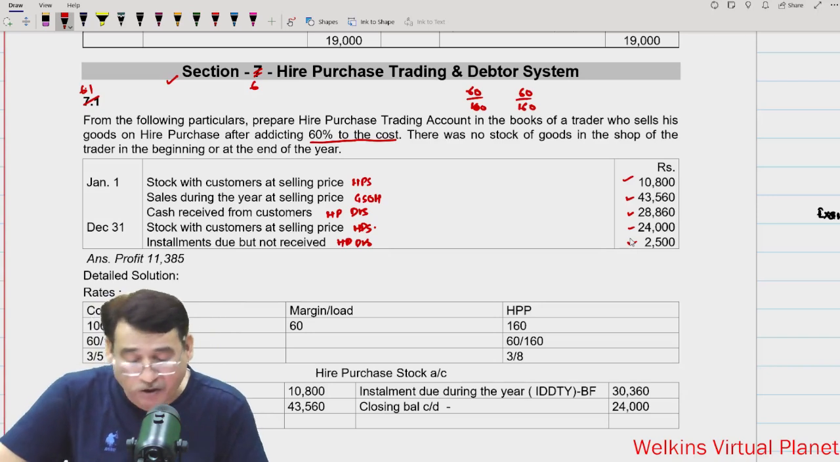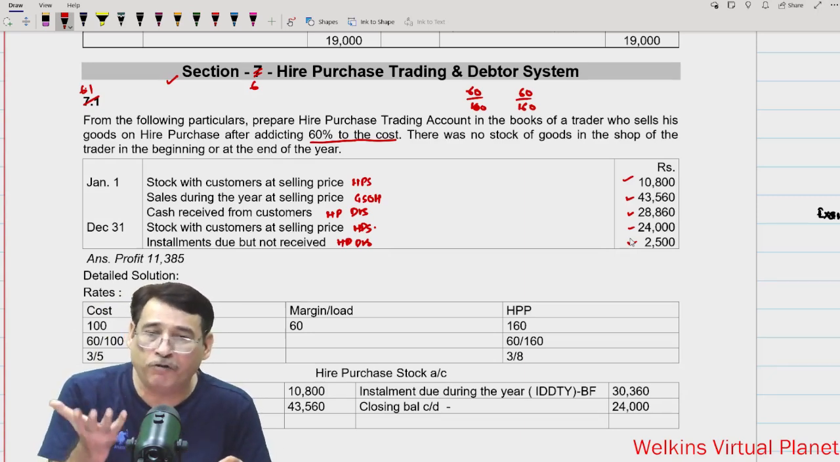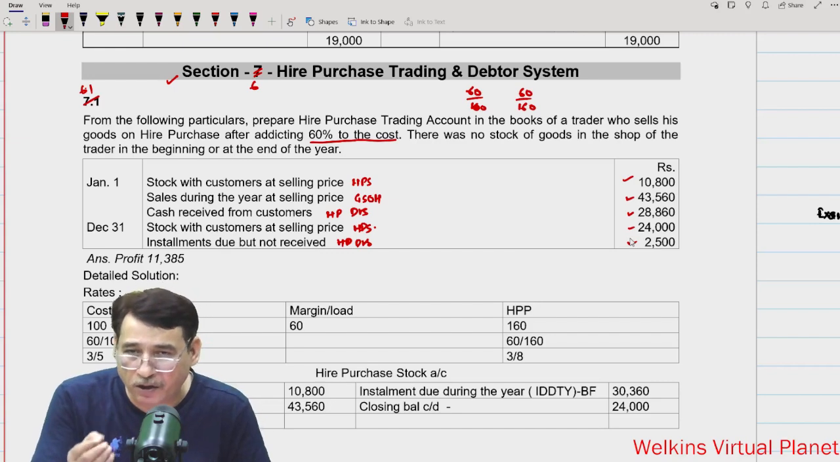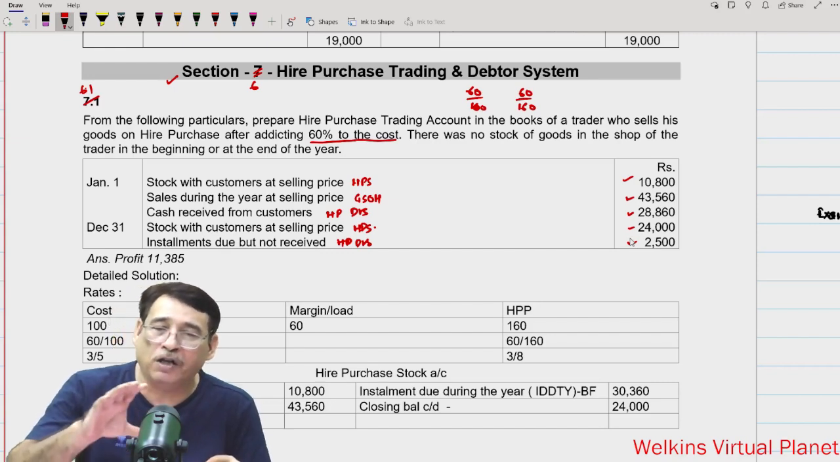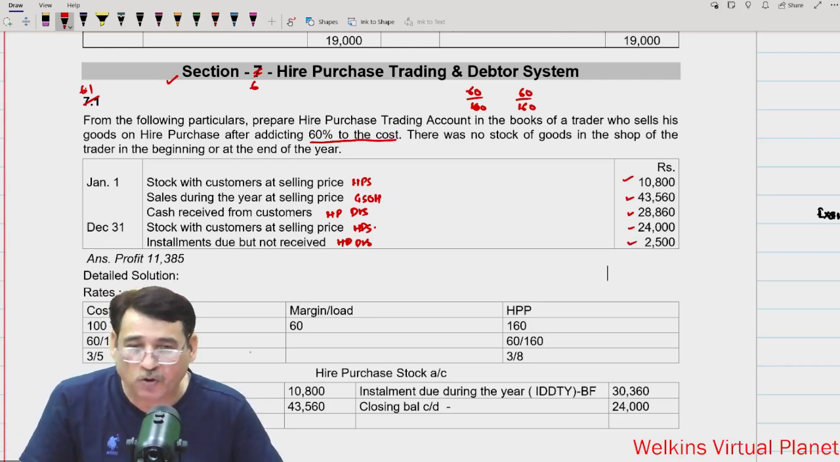You must have noticed that in this particular question, we are not given any information related to the stock in shop account or godown account. But it is not going to create any problem.